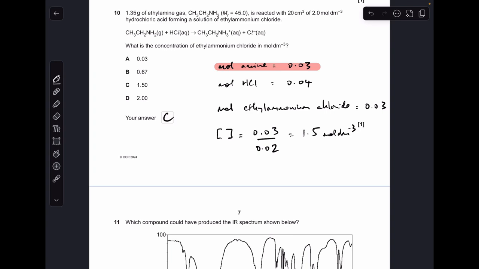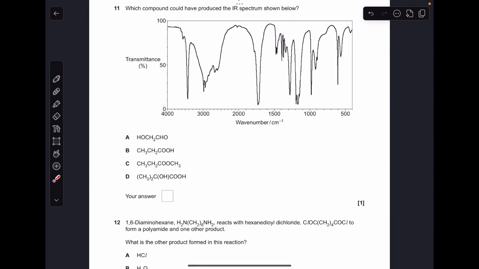So option C. Moving on to number 11, so we've got to pick out the key absorptions on the infrared spectrum. So we've got the OH of an acid and C double bond O. So we've definitely got a carboxylic acid here. So that means B and D are in play. But then there's this absorption here, which we can't ignore. That's the OH of an alcohol. So that means that it's option D.